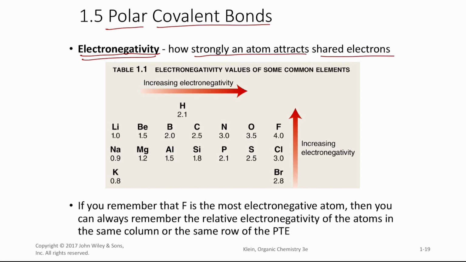So if you look at it in the periodic table, as you go along the period, electronegativity increases. As you go down the group, it decreases, but as you go up the group, you also increase the electronegativity. So the most electronegative atom is fluorine. So you can always remember the relative electronegativity of atoms in the same column or the same row of the periodic table.